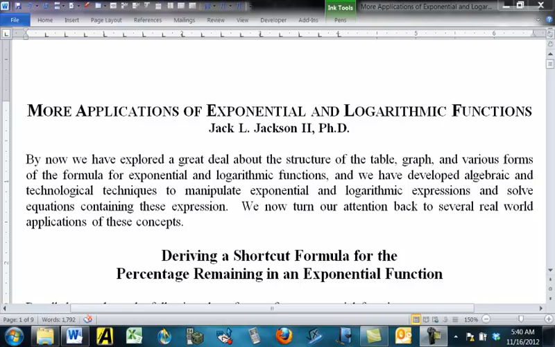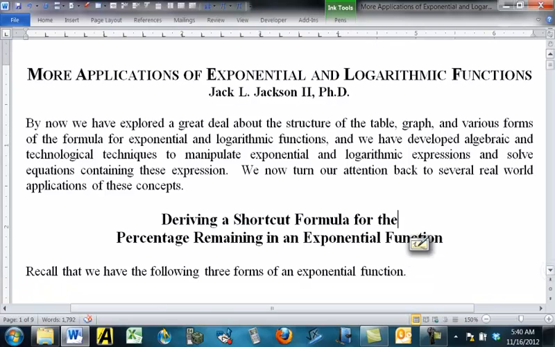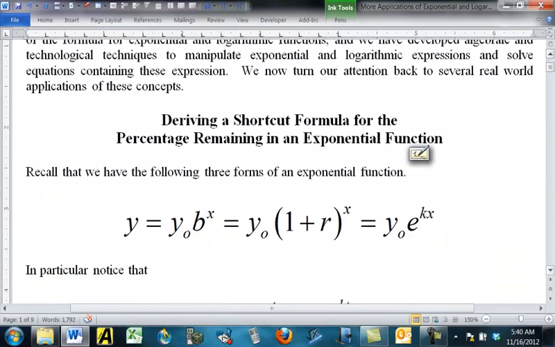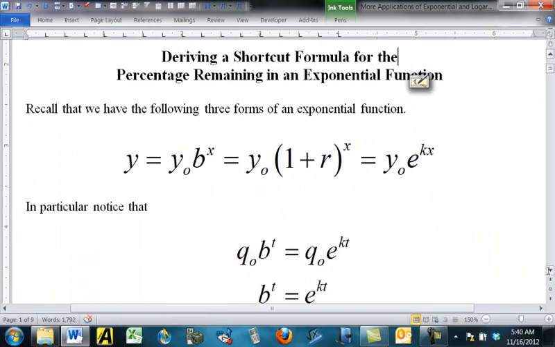I'm going to start by deriving a shortcut formula for finding the percentage remaining in an exponential function, whether that's growth or decay. So recall that we have these three basic forms of an exponential function: y equals y sub 0 b to the x, which also equals y sub 0 times (1 plus r) to the x, or y sub 0 e to the kx.